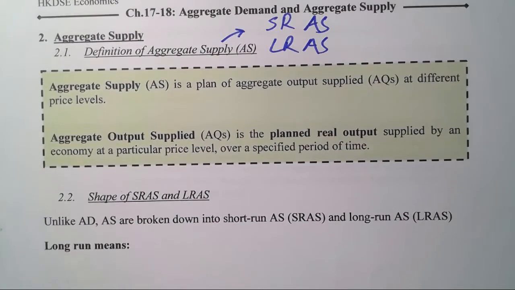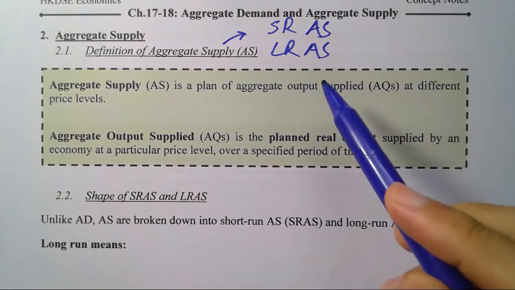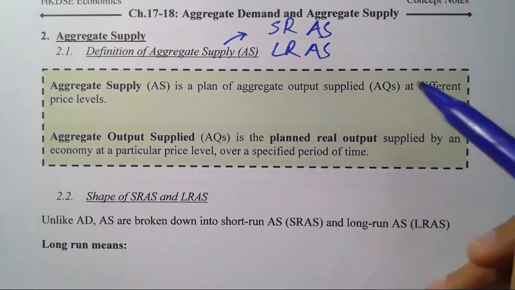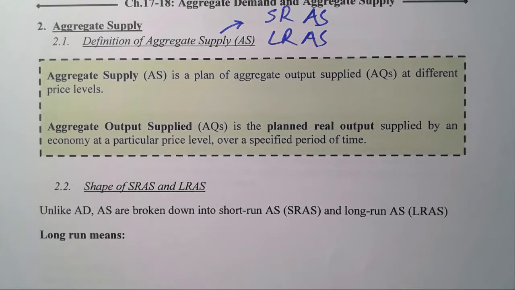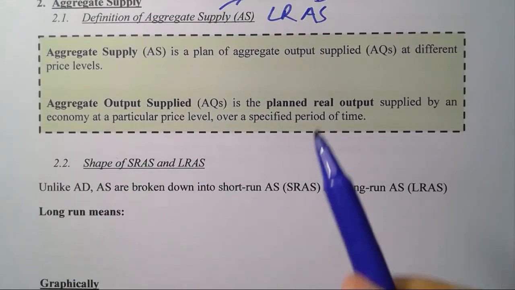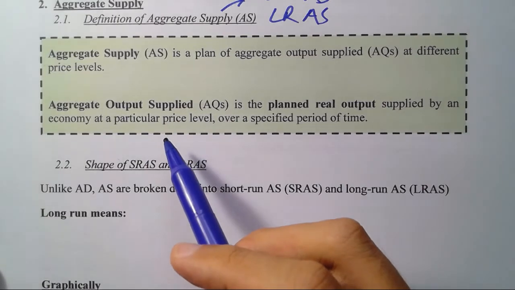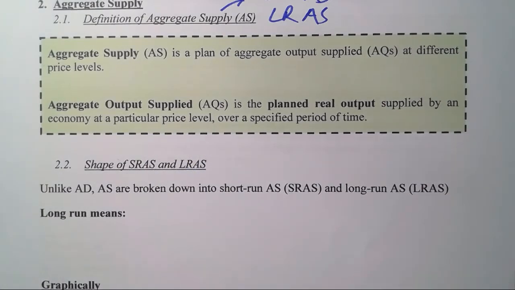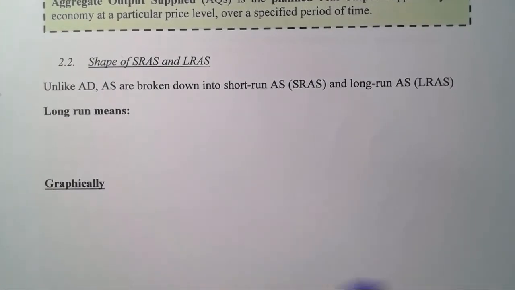Okay, now remember, AS is a relationship between AQS at different price levels, right? And what is AQS? Just like what we mentioned in our QS, quantity supplied, it is the planned real output supplied by an economy at a particular price level. Now, I won't waste time on this one, okay? The more important thing is actually below when we talk about the shape of short run AS and the long run AS.